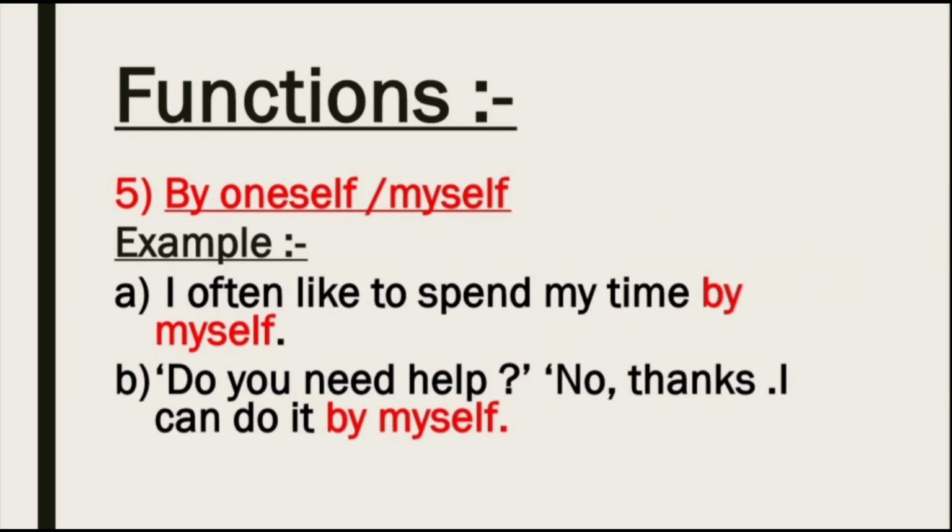Function number 5 is by oneself or myself. By myself or oneself, etc., we mean alone, basically without company or without help. Have a look at these examples. I often like to spend my time by myself means I often like to spend my time without any company, without any help. So I like to spend my time alone. Next example: do you need any help? No thanks, I can do it by myself. I can do it without help. So by oneself or myself means without any company or without help.